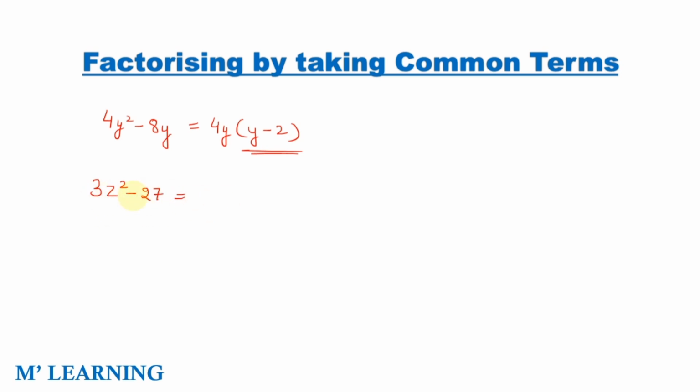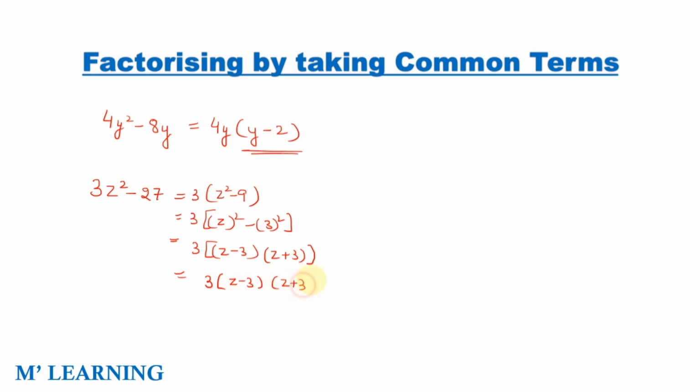First of all, we can see 3 is common because 27 is a multiple of 3. So we can take 3 common, z square minus 9. Now again in brackets we can solve it further, because z square can be written as z whole square and 9 can be written as 3 square. So this becomes a square minus b square. So we know that a square minus b square is a minus b, a plus b. So it becomes z plus 3, z minus 3. Or in short, we can write it like this: 3 multiplied by z minus 3 multiplied by z plus 3.